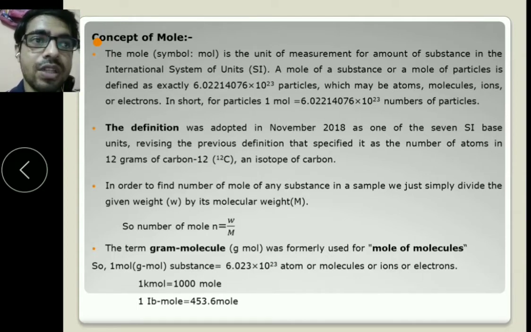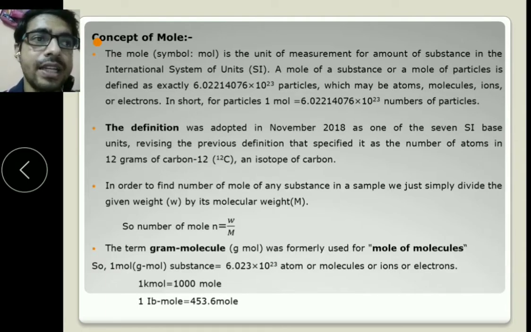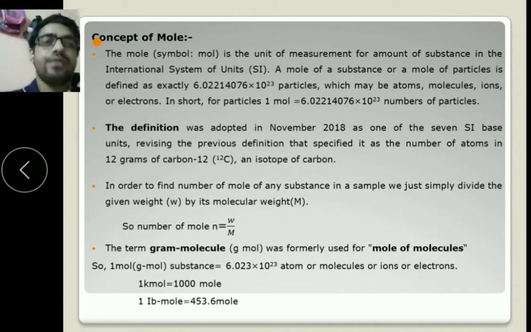That definition was adopted in November 2018 in the SI system. In SI we know there are 7 different base units, and mole is one of them. It is the number of atoms in 12 grams of carbon-12 isotope. We know carbon has different isotopes, but for the definition carbon-12 is taken internationally.